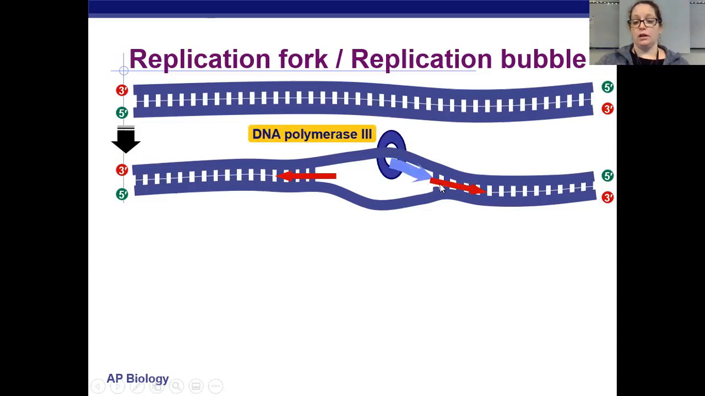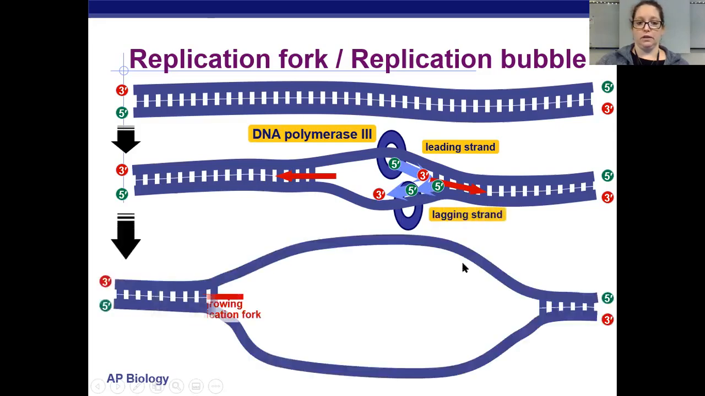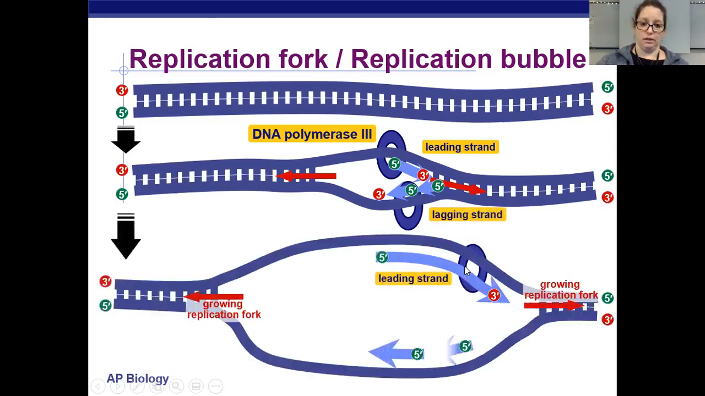They're not showing you helicase. They're not showing you the single-stranded binding proteins. And once again, they're not showing you the RNA primers. DNA polymerase is building 5' to 3' along that strand. There you go. This one is building 3' to 5'. And so you have to do it in fragments. And this is what it ends up looking like.